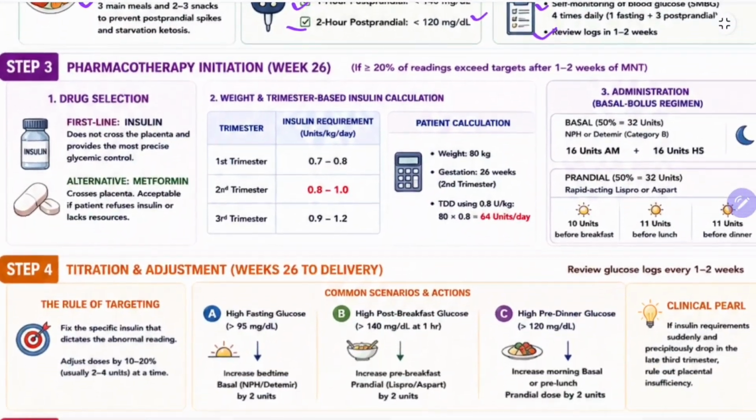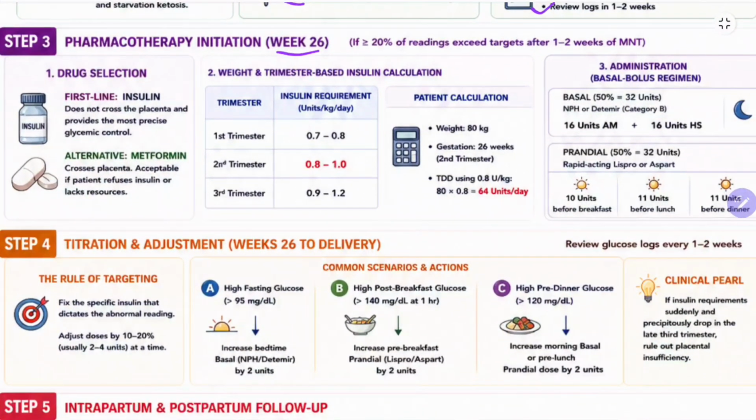Now pharmacotherapy initiation in week 26. Drug selection: the first line drug is insulin because insulin does not cross the placenta and provides the most precise glycemic control. The alternative is metformin. It crosses the placenta, acceptable if the patient refuses insulin or lacks resources. So, weight and trimester based insulin calculation.